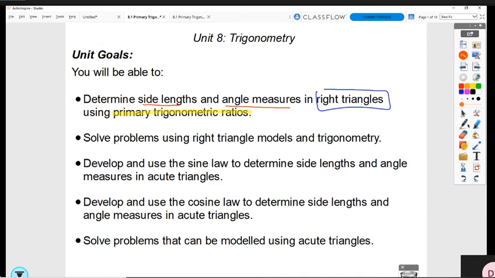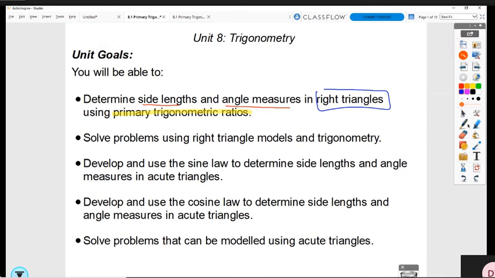Develop and use the sine law. Sine law comes into play when there's no more right triangles. And also the cosine law. It comes into play when there's no more right triangles, and they're also super important as well. Lastly, we're solving problems using the sine law and cosine law.